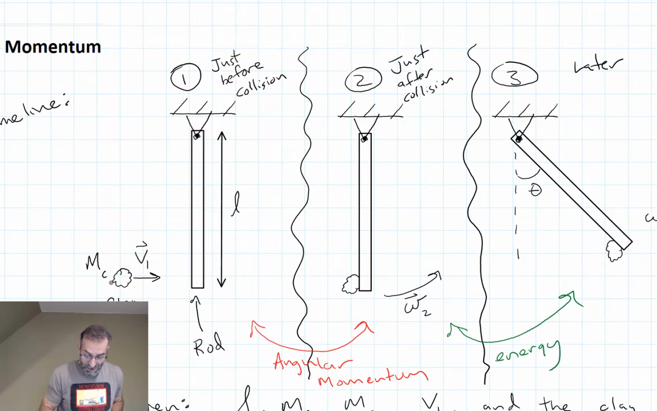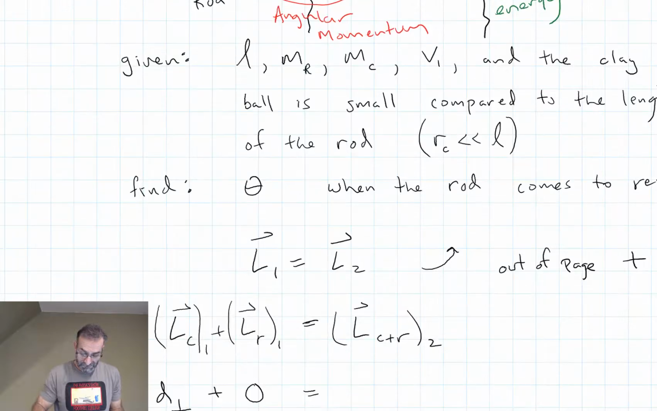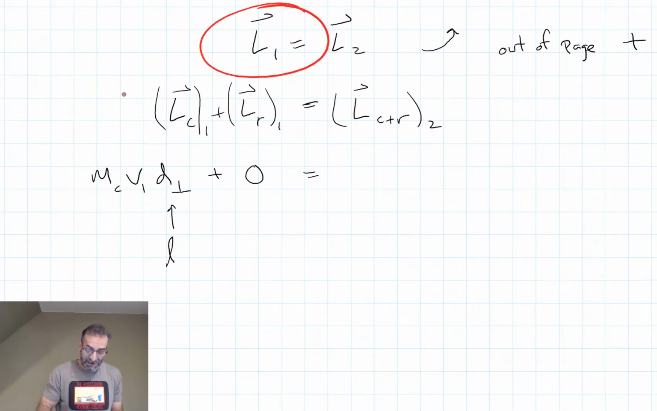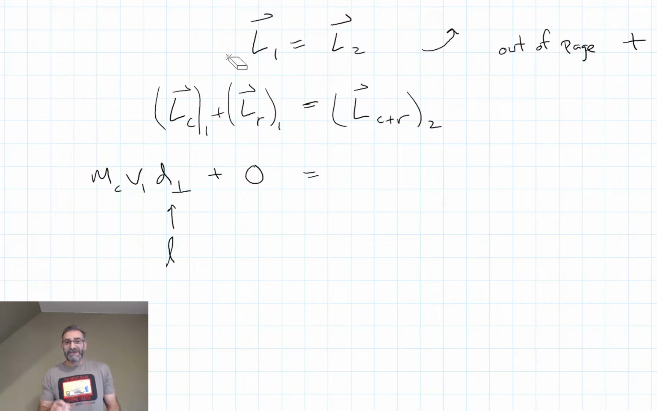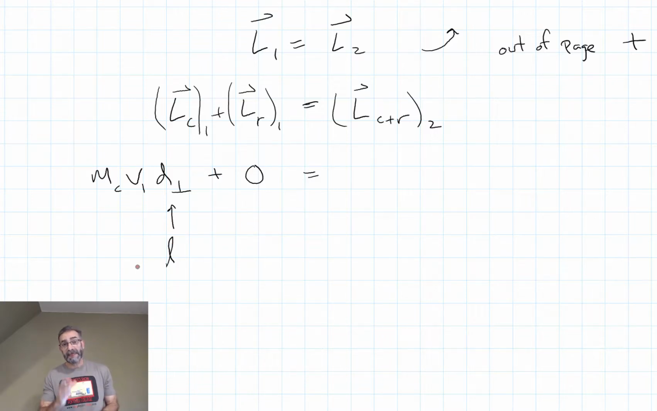If we draw a line for its momentum, its velocity, we want to find the perpendicular distance to the axis of rotation. That's just the length of the rod. If the clay ball strikes the rod right at the base of the rod, d perpendicular is just the length of the rod. I'll try to remember to use lowercase l for the length of the rod and capital L for angular momentum, so you don't get confused with two symbols that are the same but have different meanings. So we've got an object moving in a straight line that has angular momentum, and an object sitting there at rest that does not have any angular momentum. That's our total angular momentum at time 1.